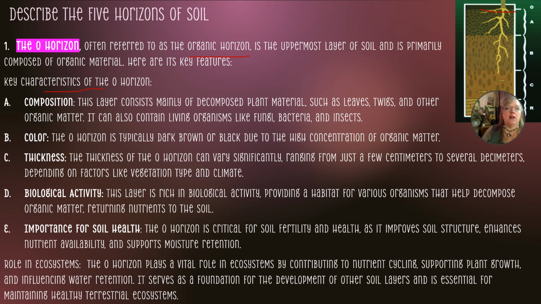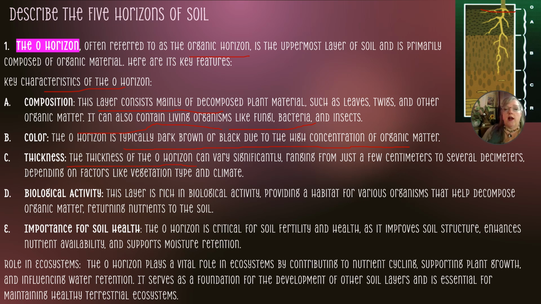So here are the key characteristics of the O horizon. It is mostly decomposed plant material like leaves and twigs and other stuff. It also has a lot of living organisms in it like fungi, bacteria, and insects. So again, this is the organic horizon. The O horizon is typically dark brown or black due to the high concentration of organic matter. The carbon that makes up living things is basically black, and that's why the top layer of soil is really, really dark.